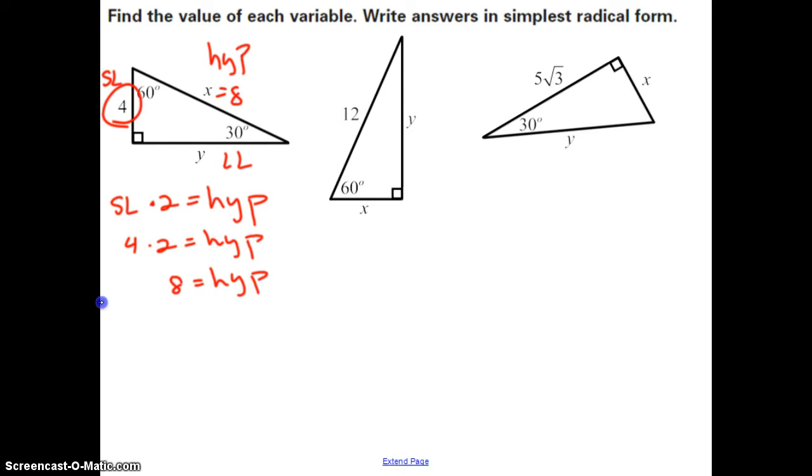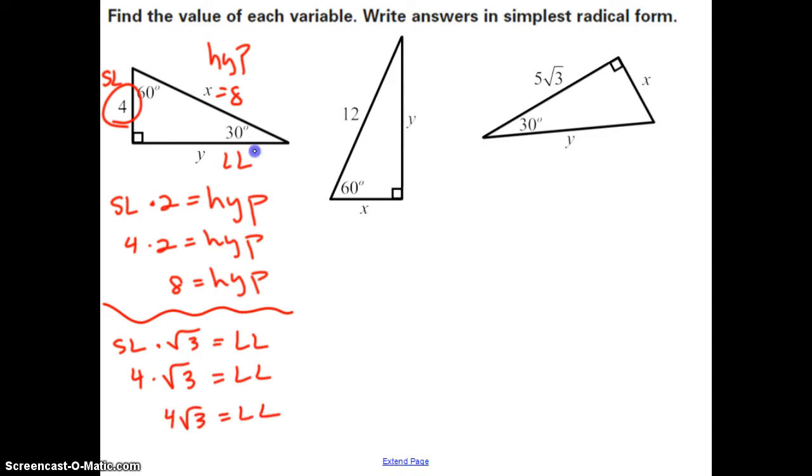Then we want to take a look at the long leg. The short leg times the square root of 3 gives us the long leg. So our short leg is 4 times the square root of 3, and you can't simplify this anymore, so 4 times the square root of 3 is your final answer for the long leg.